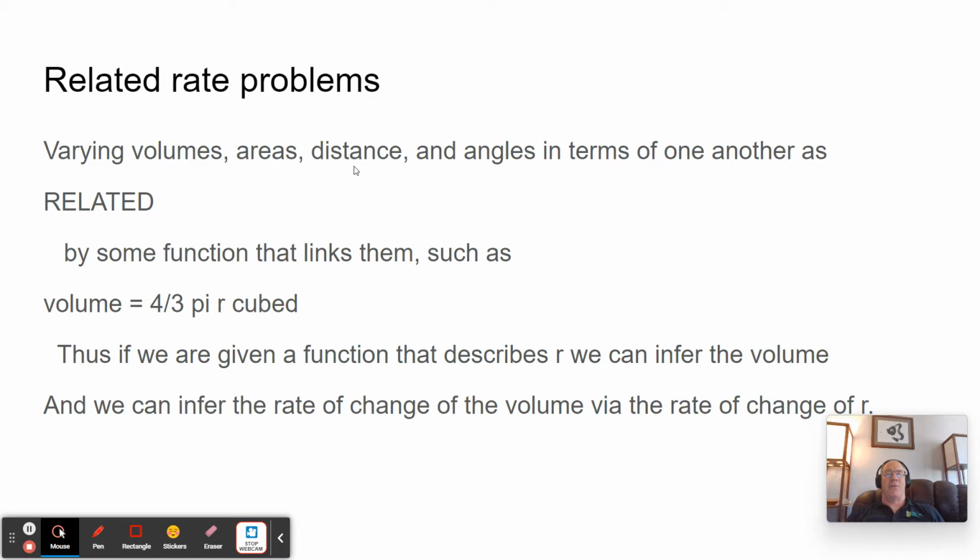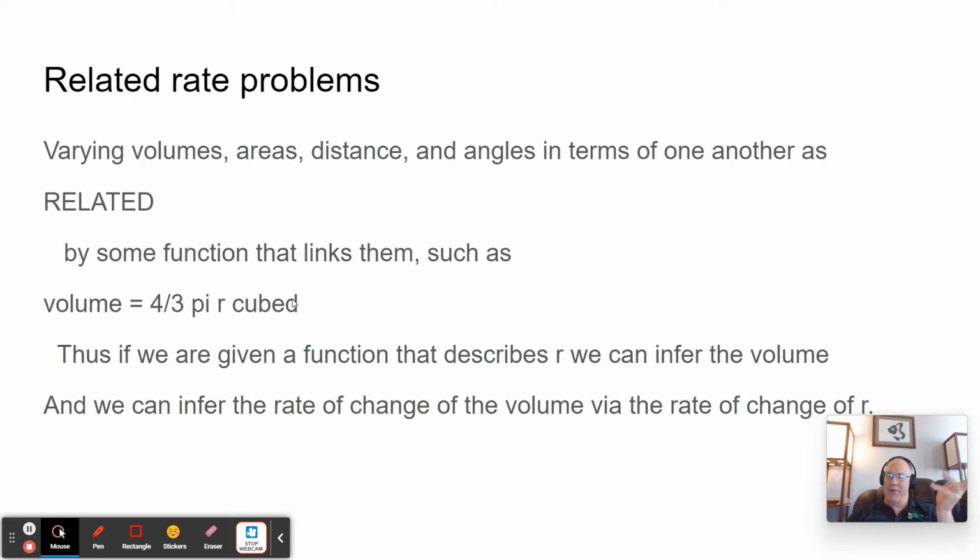In related rate problems, we vary something: a volume, an area, a distance, an angle. These things can typically vary in terms of one another, and that relationship dictates the relatedness of the related rate problem. So for example, your volume might be 4/3 pi r cubed. And if we are given a function that describes r, we can infer the volume. It's going to be through that function, formula, relation. And that's what you've typically done in the past in algebra.